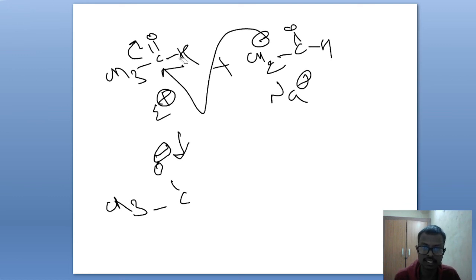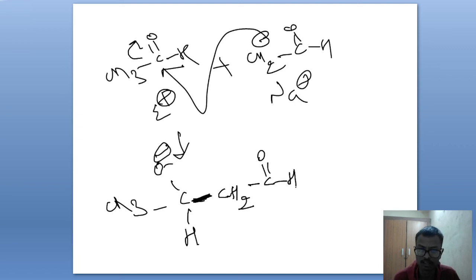And I am writing this H down here, not there. Now I have written this H down, and this carbon is making a bond with this carbonyl group. So a new bond is formed, and we have this hydrogen and CHO over here.